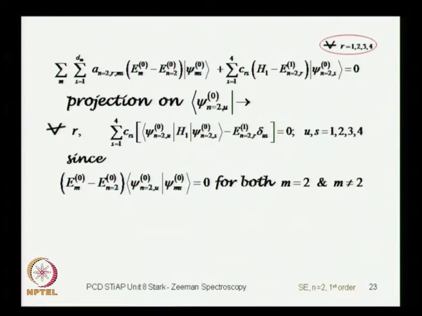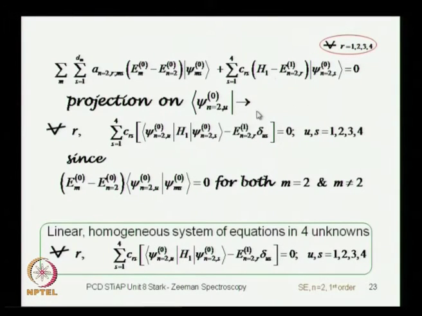if m is equal to 2, this difference in energy will vanish, and if m is not equal to 2, then this projection will vanish, because these states we know are orthogonal to each other. So, we do not get any contribution from this side when you take the projection, and then you are left with a system of linear homogeneous equations coming from here. So, you have got for every r a system of linear homogeneous equations, and there are 4 unknowns for every value of r, and this is the system of equations that we now want to solve.